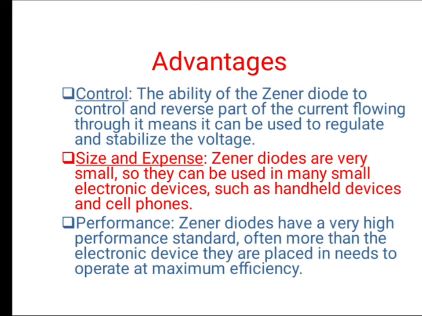Now let's see the advantages. Advantages means controllability. As we are in reverse bias and go on increasing the reverse voltage, it doesn't keep rising, it gets stabilized. That is the controllability. So we can use it in stabilizers and all.